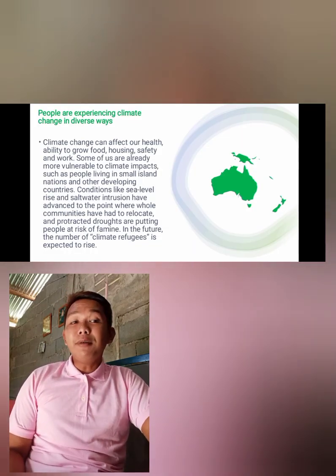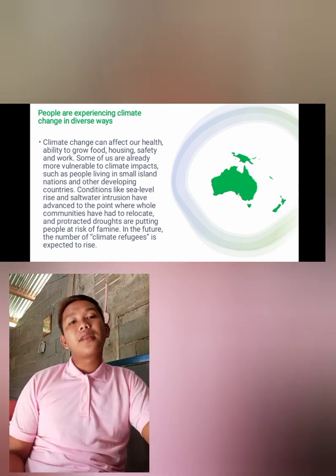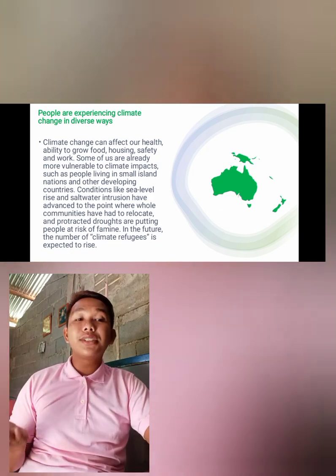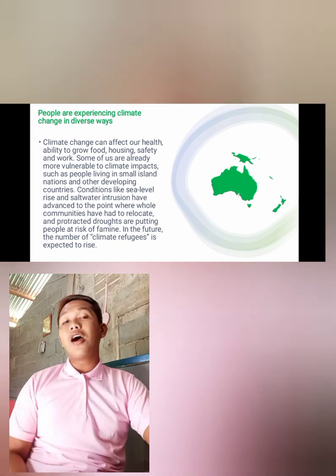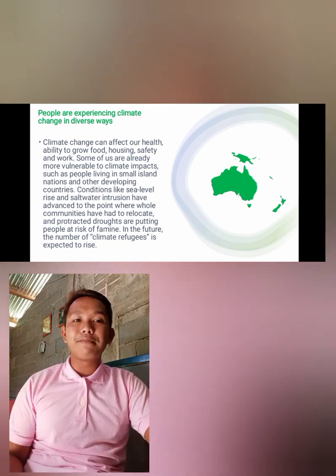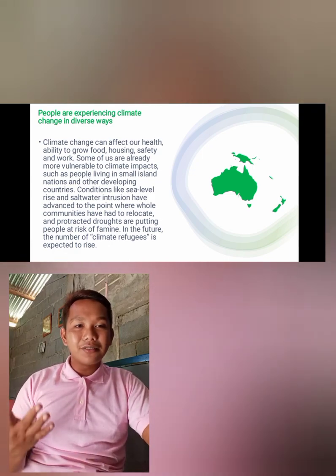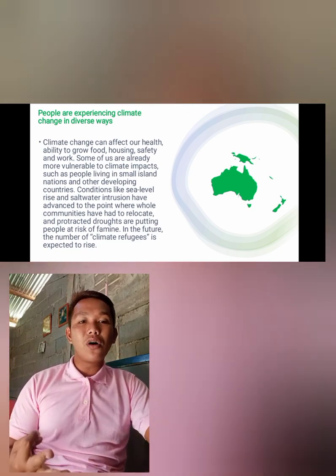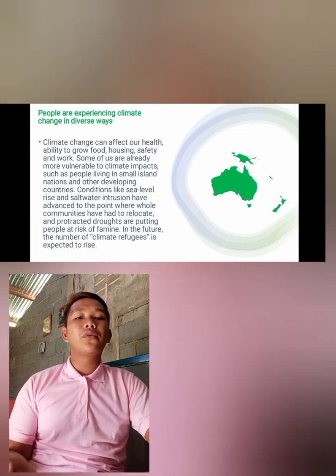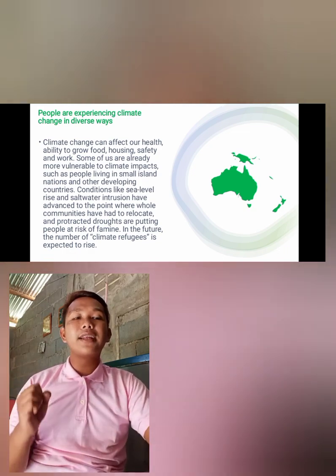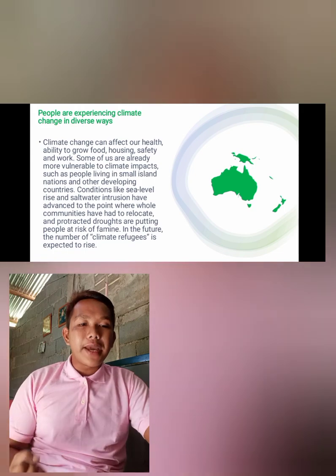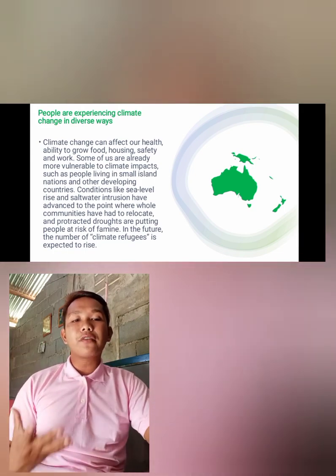And next, people are experiencing climate change in diverse ways. Climate change can affect our health, ability to grow food, housing, safety, and work. Some of us are already more vulnerable to climate impacts, such as people living in small island nations and developing countries. Conditions like sea level rise and saltwater intrusion have advanced to the point where whole communities have had to relocate, and protracted droughts are putting people at risk of famine in the future. The number of climate refugees is expected to rise.